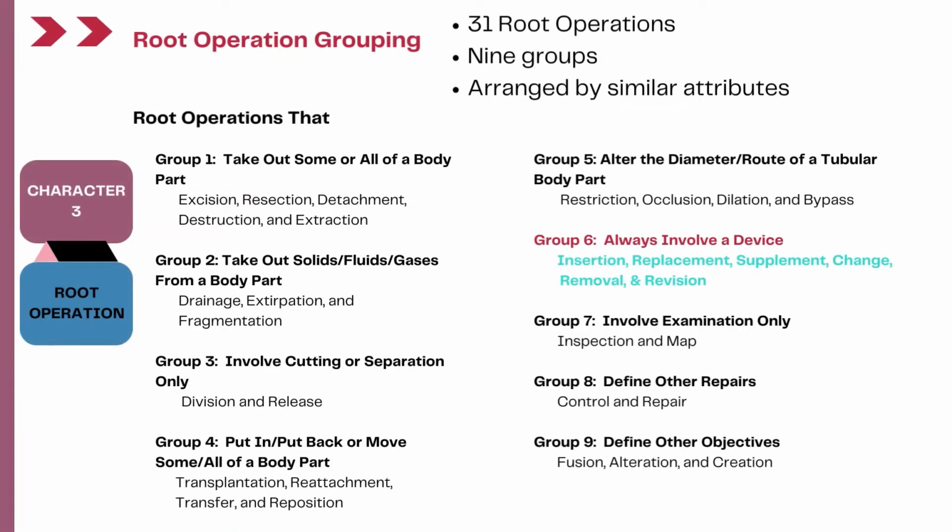So there are a total of 31 root operations in the medical and surgical section. And these root operations are divided into 9 groups based on similar attributes or similar kinds of surgical procedures grouped together. Today, we are looking at the sixth group, which talks about root operations that always involve a device.